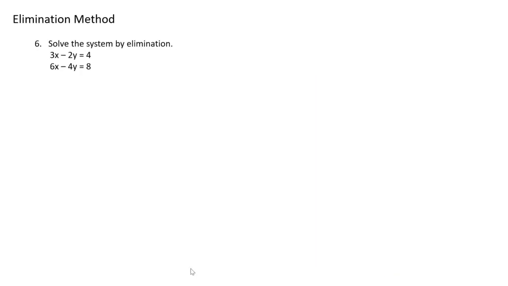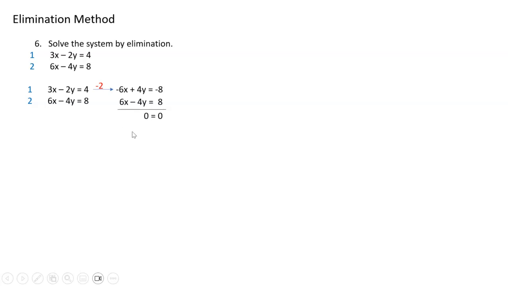Okay, now this is number 6. Now remember, guys, here I'm going to get rid of the x's. So I'm going to multiply equation 1 by -2. Why -2? Because -2 times 3 will give us -6, and then -2 times -2 will give us positive 4y, and -2 times 4 will give us -8. And equation number 2, we'll just leave it over. The result is 0 equals 0.